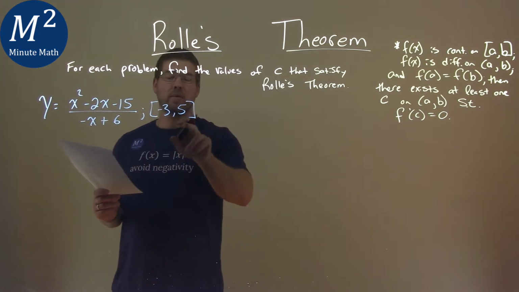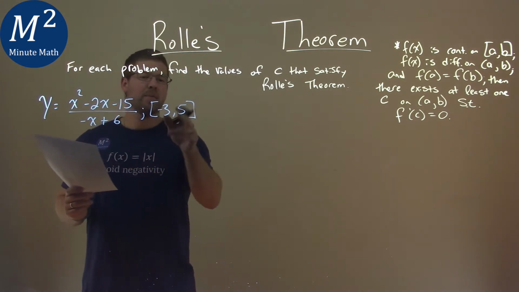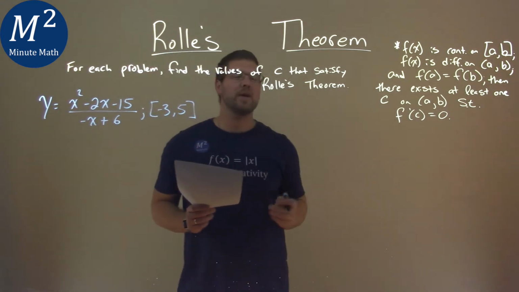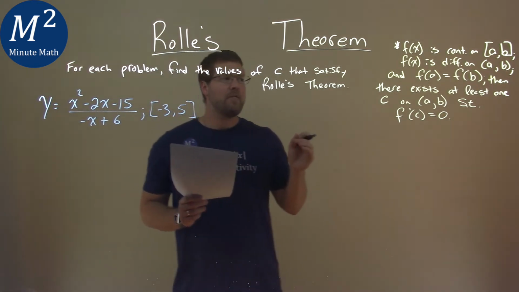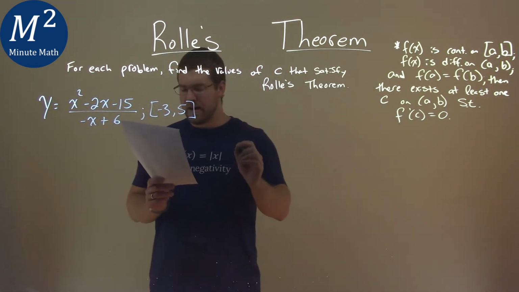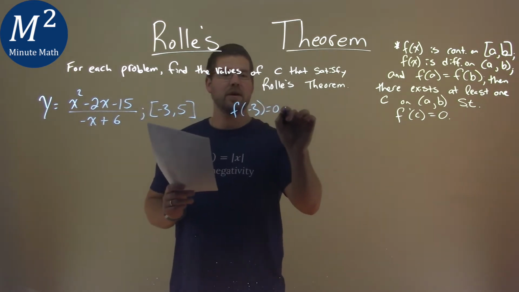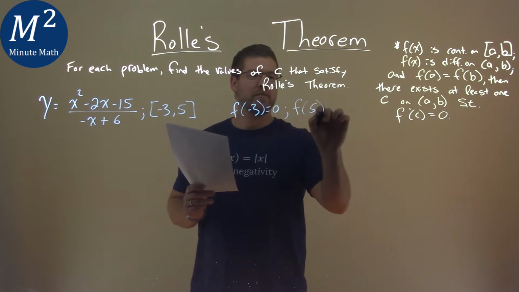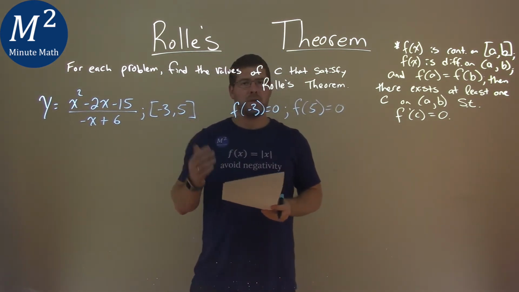The only issue that we would have is when x is 6, because the denominator would equal 0, but it's outside the interval. Same thing with it being differentiable. Same issue, but we're fine there. If f of a is equal to f of b, we're good, and I found them for you. F of negative 3 is equal to 0, and f of positive 5 is also equal to 0. From there, we can apply Rolle's theorem.